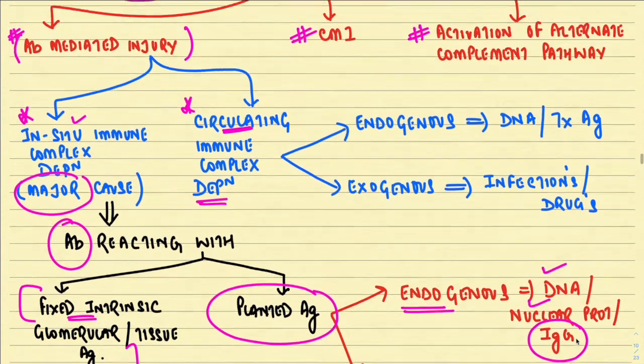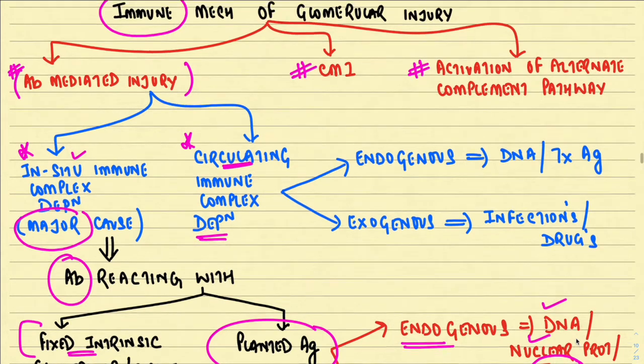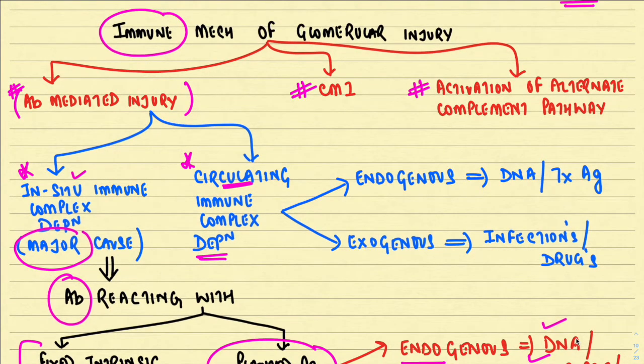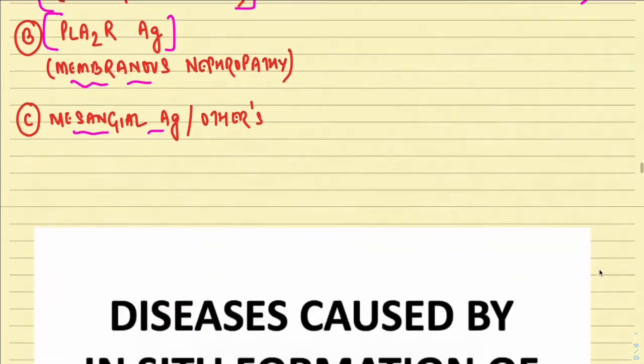So this is about the in situ immune complex deposition, which is the major cause. Now the other cause is circulating immune complex deposition, wherein, as I told you, the antigen-antibody complex is formed in the circulation and after that is deposited in the kidney. So again over here it can be endogenous. Endogenous complexes basically form against DNA and tumor antigen, whereas exogenous can form against infectious and drug agents. So this is the basic classification.